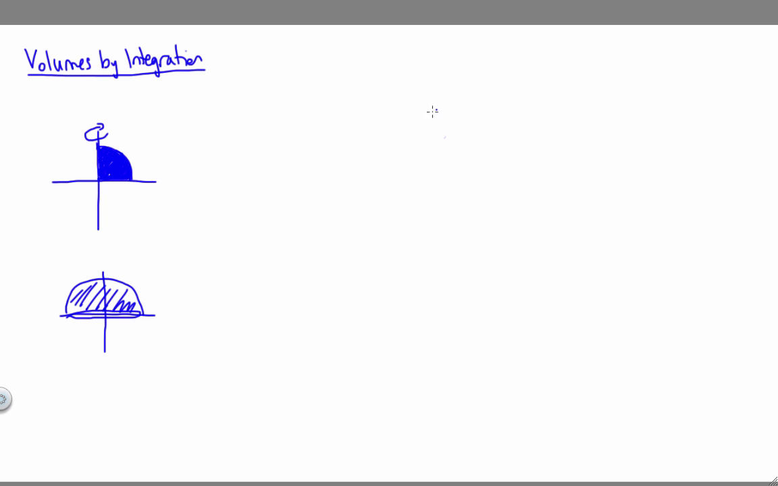Now there are a couple ways to calculate the volume. Let's start with our area. Let's think about the axis that we're revolving around. If we take a slice perpendicular to the axis that we're revolving around, and we revolve that slice around our axis, what we're going to be creating is a very thin disk. So it's a solid disk.